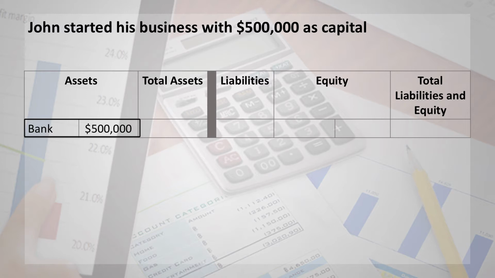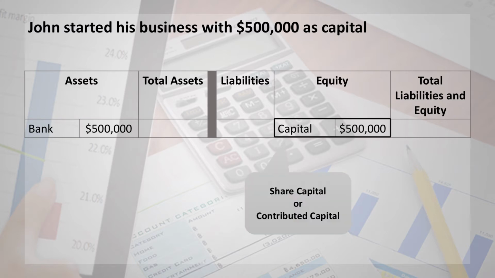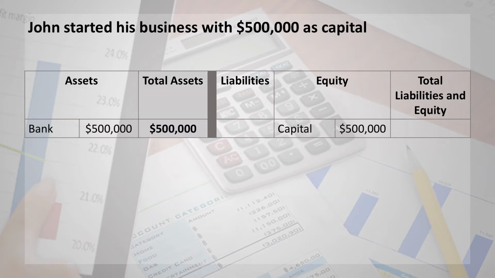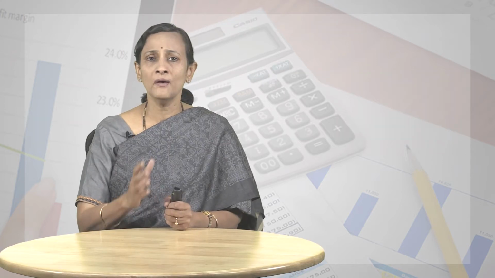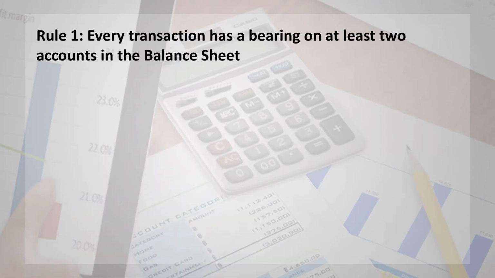Where did the money come from in the bank? The amount has been funded by John, or we can say through the capital, or share capital, or contributed capital in this case. Thus, the two accounts affected are capital and the bank account, thus satisfying the equation assets equal to liability plus equity. So, remember rule 1: every transaction has a bearing on at least two accounts in the balance sheet. Remember, at least two accounts in the balance sheet.